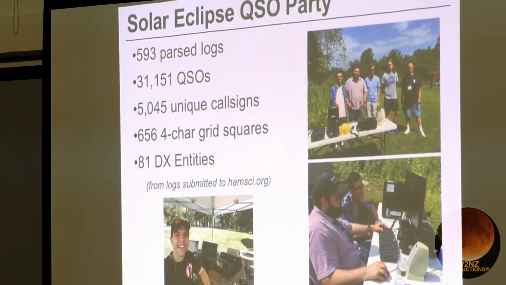Here's some more numbers. I was able to parse 593 logs so far. I found over 5,000 unique call signs in these logs, over 650 4-character grid squares, and 81 DX entities just in the logs, not looking at the Reverse Beacon Network or PSK reports. So these numbers are just from the logs. And here's a photo of when I was operating down in Gilbertsville, Kentucky. And then these are some of my students and some of the people I work with operating at the Jenny Jump Observatory out in Hope, New Jersey.